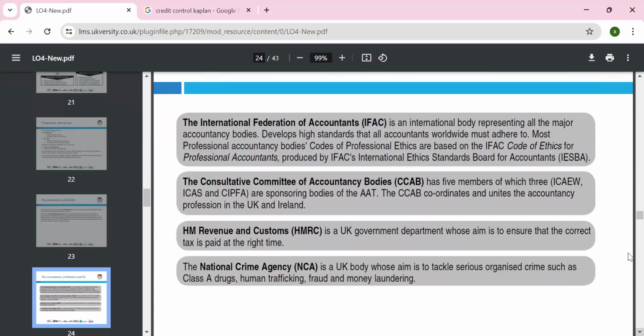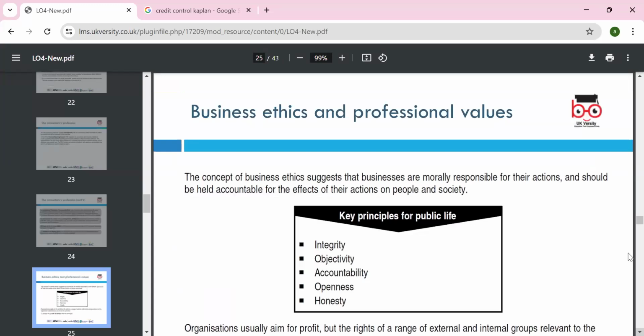The International Federation of Accountants sets the standard for the International Ethics Standards Board, which they follow after consultation. Then we have the Consultative Committee of Accountancy Bodies. We have HMRC, the UK government department, which aims to ensure the correct tax is paid at the right time. If not, it leads to the NCA, the National Crime Agency.